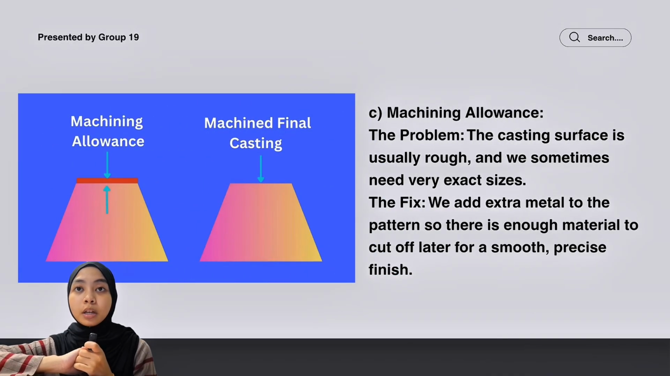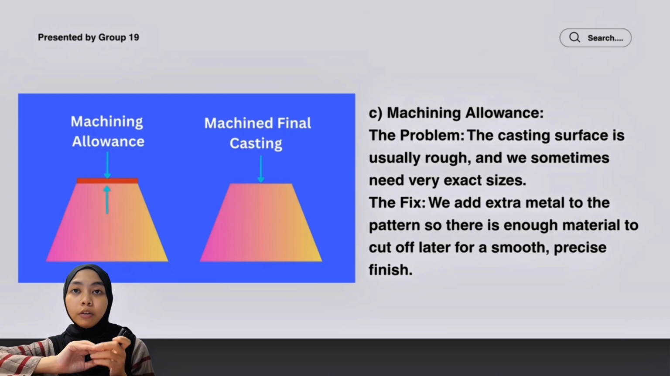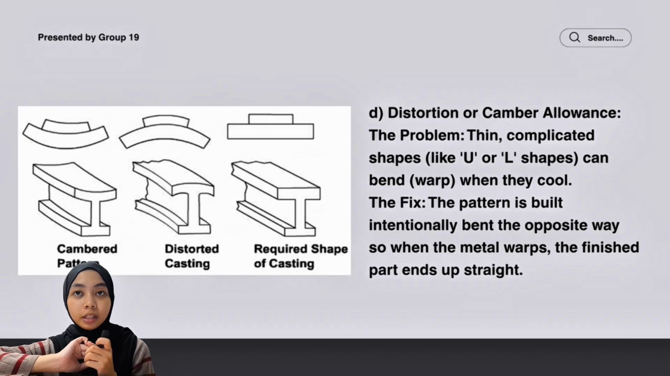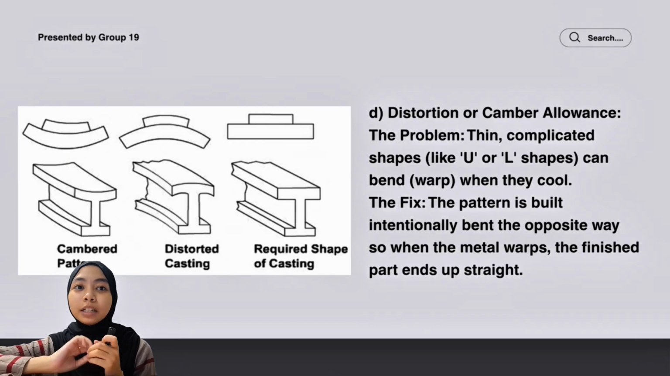Next, machining allowance. So the problem is the casting surface is usually rough and we sometimes need very exact size. So the fix is we add extra metal to the pattern so there is enough material to cut off later for a smooth, precise finish. Next, distortion or camber allowance. So the problem is thin, complicated shapes like U or L shapes can bend when they cool. So the pattern is built intentionally bent the opposite way, so when the metal warps, the finished part ends up straight.